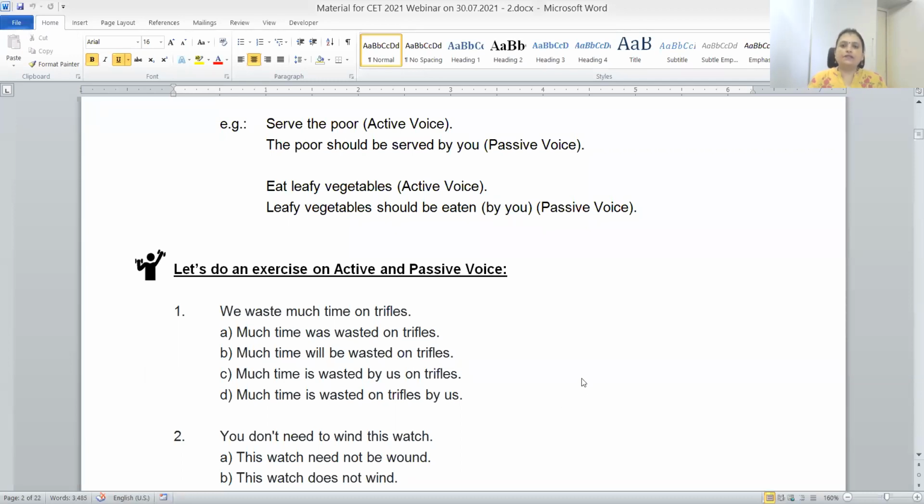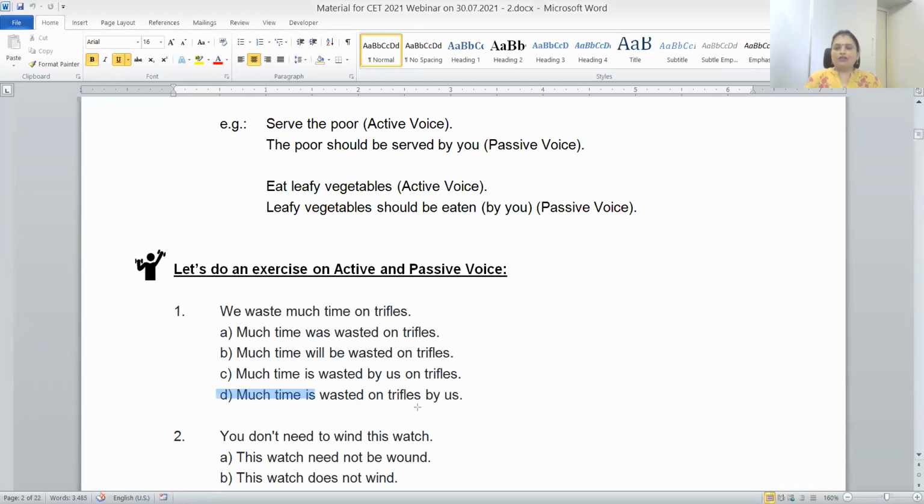See the first sentence. We waste much time on trifles. Children, trifles means, you know what? Small things, ordinary things, things which are not of great importance, right? So we waste much time on trifles. Tell me, children, which is the correct option? Children, the answer is D, option D. Much time is wasted on trifles by us.